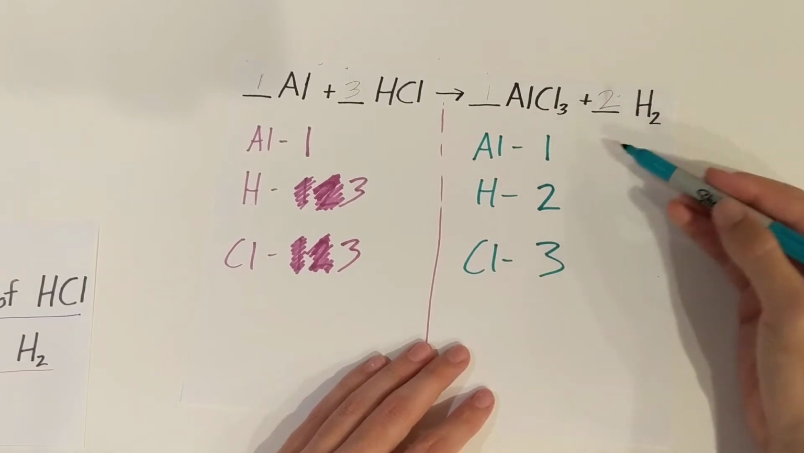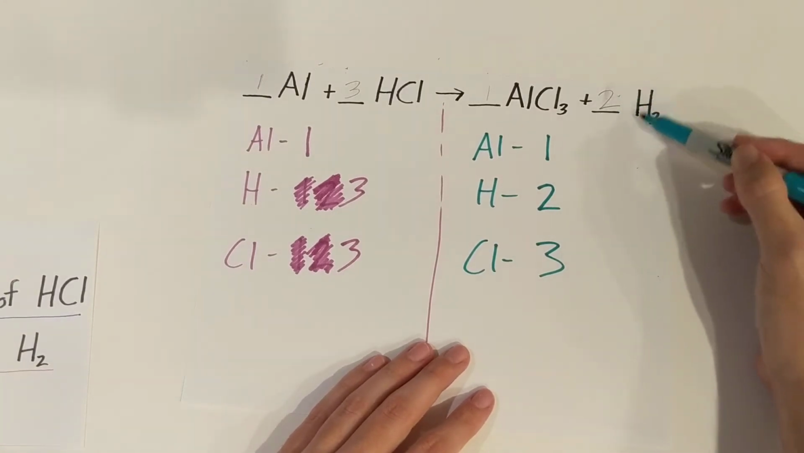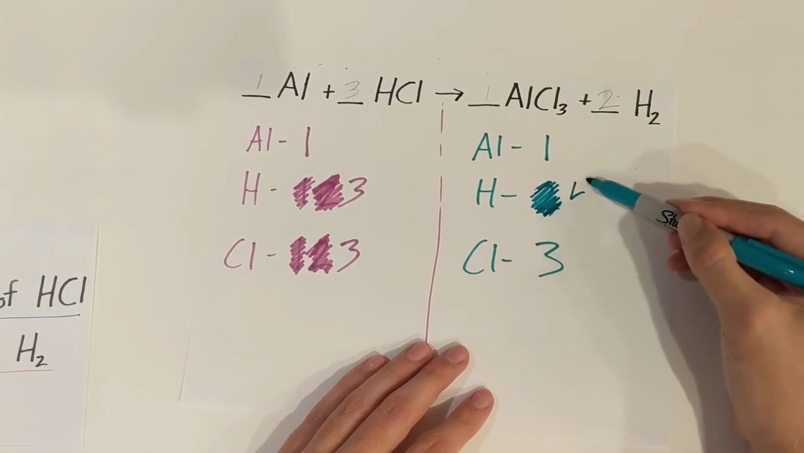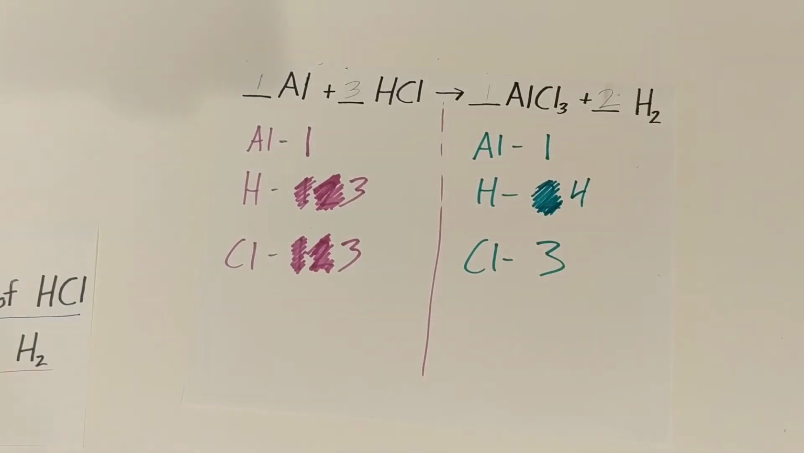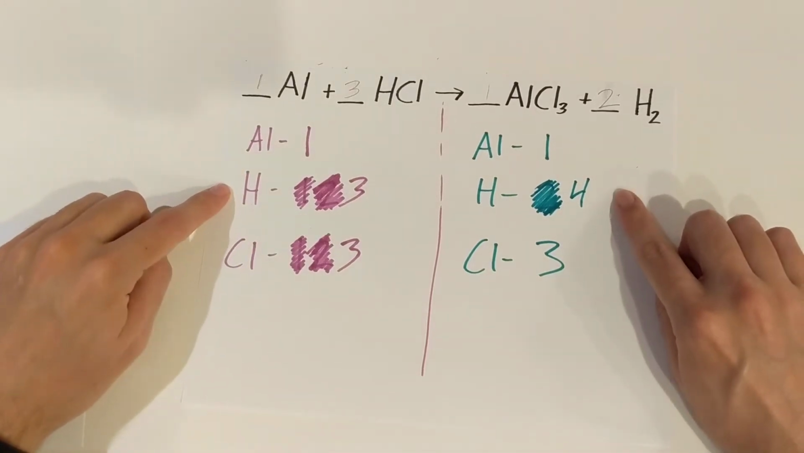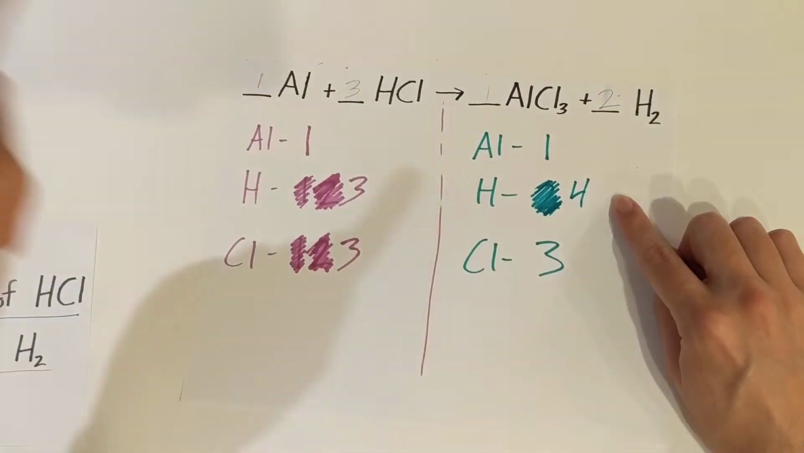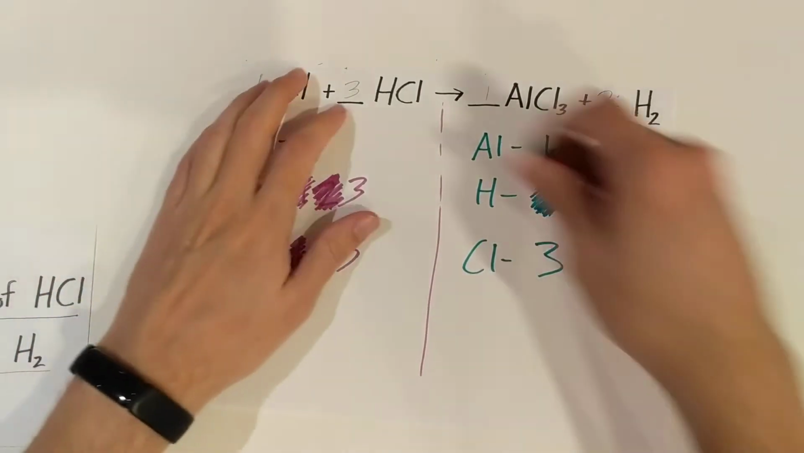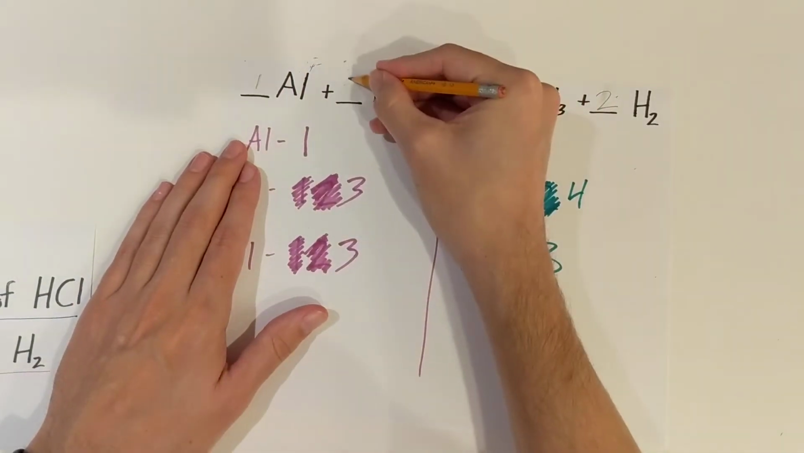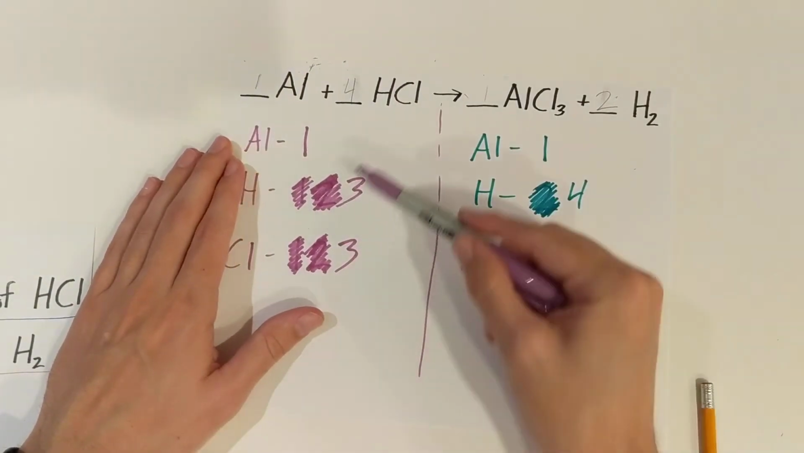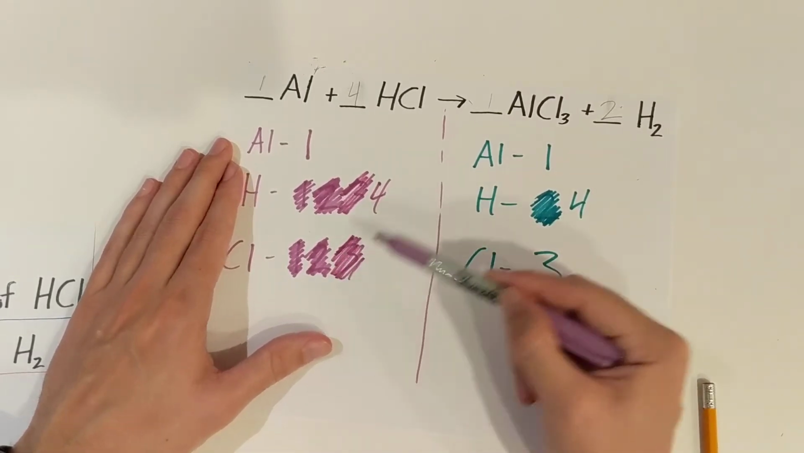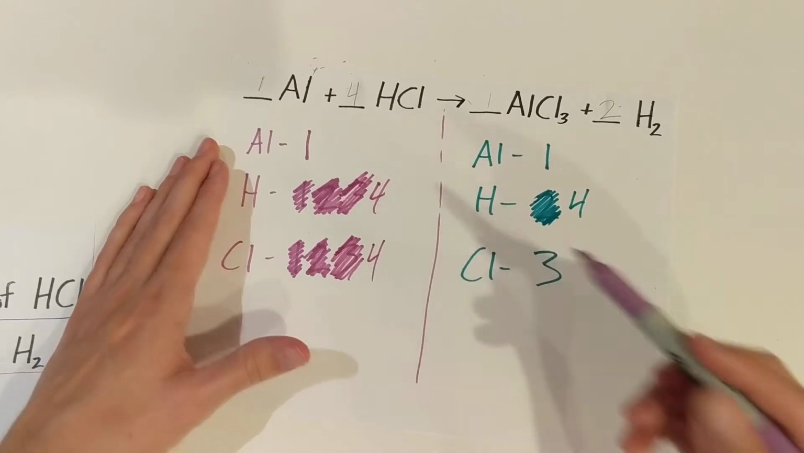And that would give us 4 hydrogen. So we have 2 molecules of H2, each one has 2, so that would give us 4. Now we got more hydrogen on the right side, so we'll have to add hydrogen to the left side over here. So let's change this to a 4. That'll make our hydrogen 4, make our chlorine 4 as well.